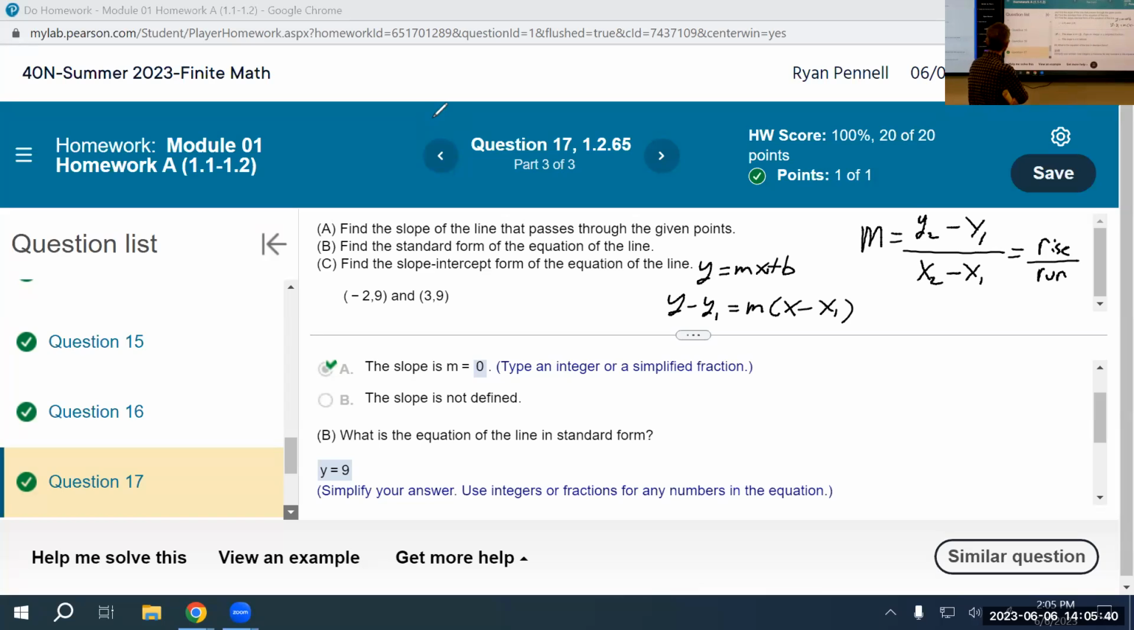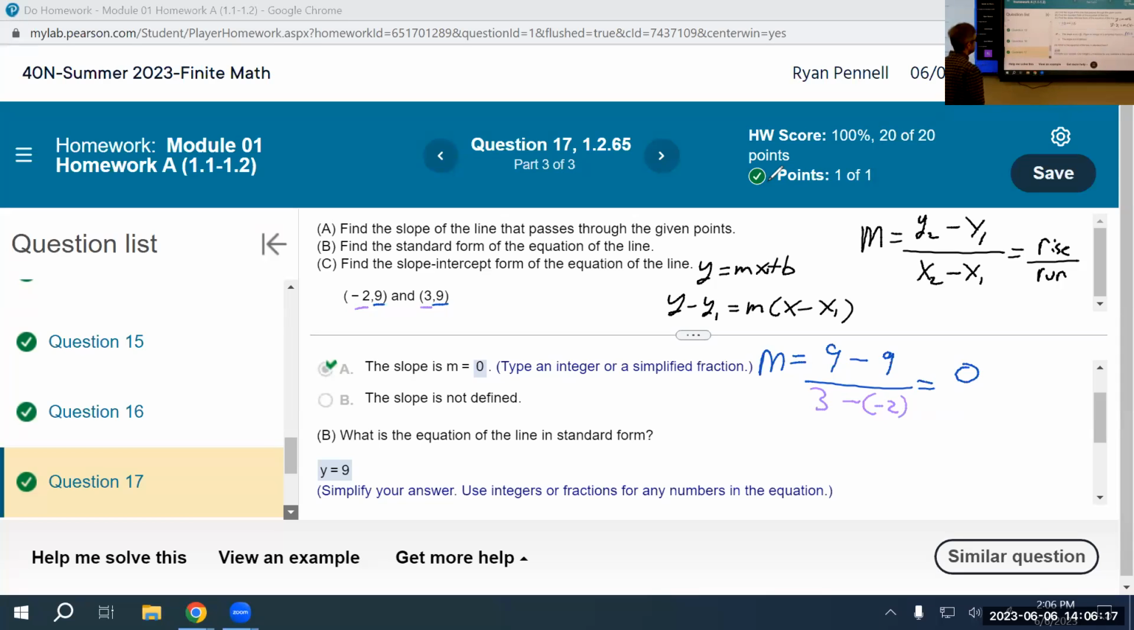And so it doesn't matter what point you consider the first one or the second one. You'll get the same answer. But we need to plug this in and see what happens. So I'm going to find the slope. In this question, the slope would be, I take the difference of the y's, 9 minus 9, over the difference of the x's, 3 minus negative 2. What do you get? You get 0.